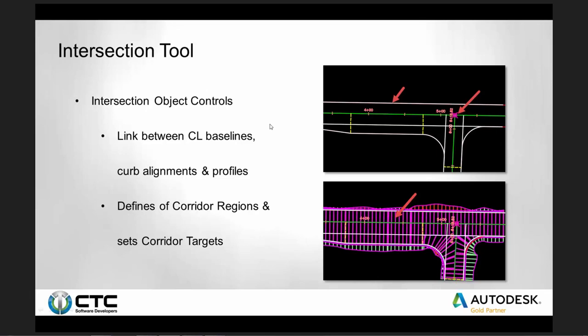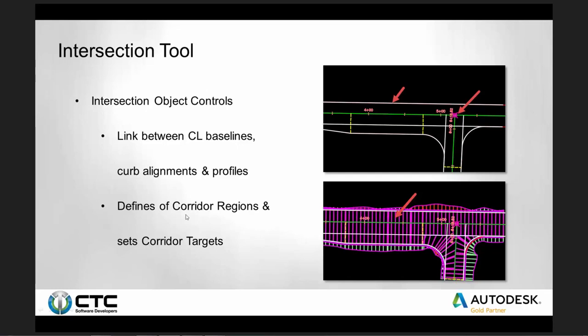So what does the intersection object control? It controls a number of things. The centerline baselines. So when we put in an offset of 12 feet at a slope of a negative 2% to define the edge of the road, that's all based on what's defined in the intersection object. And it's a dynamic link there. So when we say a 35-foot curb return for our intersection, that information is stored in the intersection object, and that intersection object controls those links.